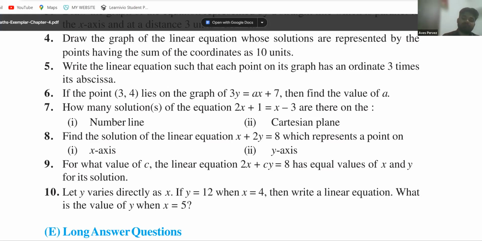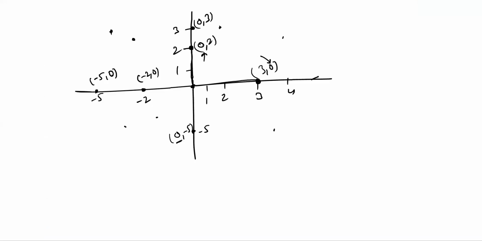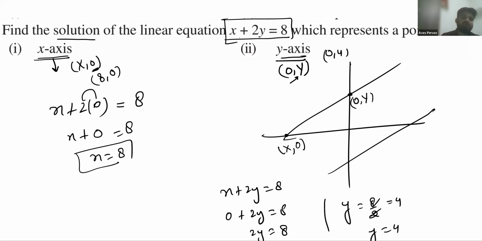Neema, you understood now, sir? Yeah. Now, what is being asked in the question? Find the solution, meaning a point, of the linear equation x + 2y = 8, which represents a point on the x-axis.